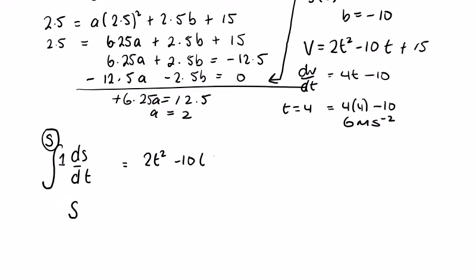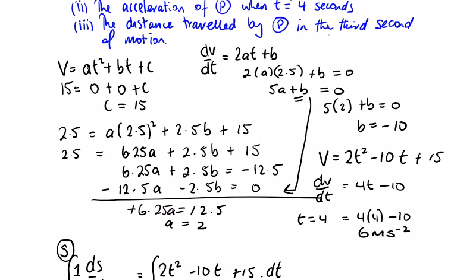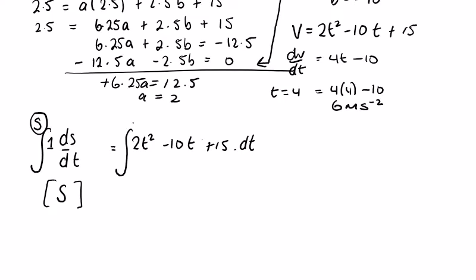So if we integrate this with respect to t, we will get back to my s. And we're in the third second of motion, so that's between the second and third second, so between 3 and 2. So if we integrate this, we're going to get 2t cubed over 3 minus 10t squared over 2 plus 15t, and we don't need our c here because they cancel out. So just tidy it up between 3 and 2.